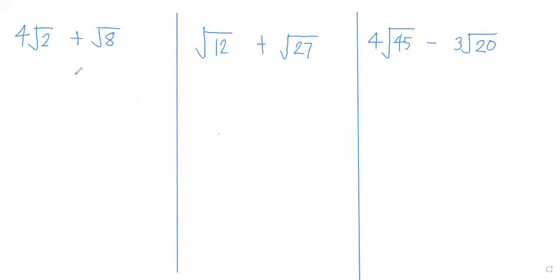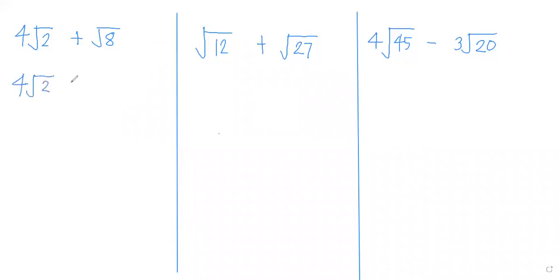Before you can even add and subtract radicals, make sure that they are similar, which means that the radical expressions must have the same radicand and the same index. Now, in the first example, by just looking at it, you don't have the same radicand, so they are dissimilar at first glance. But you can simplify the radicals in such a way that they become similar. So let's do it now.